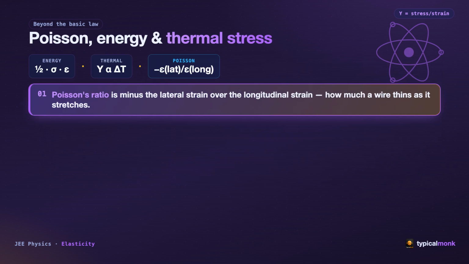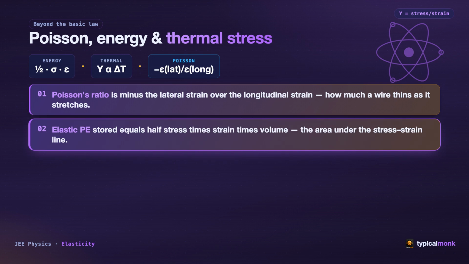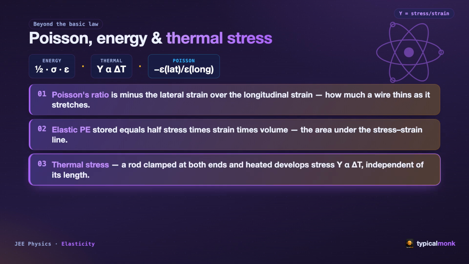Now, three ideas that sit just beyond the basic law, and G loves testing all three. Poisson's ratio is minus the lateral strain divided by the longitudinal strain. It tells you how much a wire thins sideways as it stretches lengthwise. The elastic potential energy stored per unit volume is 1/2 of stress times strain. Geometrically, it is just the area under that straight line on the stress-strain graph. Thermal stress appears when a rod is clamped at both ends and then heated or cooled. The stress that develops equals Young's modulus times the coefficient of expansion times the change in temperature. And notice it never depends on the rod's length or area.